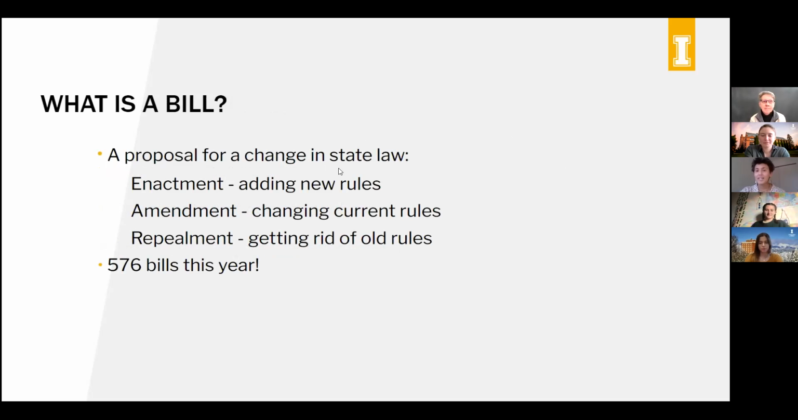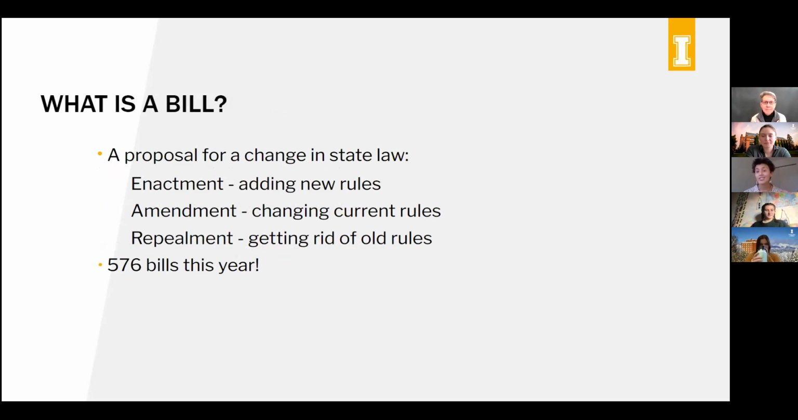So first off, what is a bill? A bill is essentially a proposal for a change in state law. This can take a few different forms. First off, an enactment is just adding new rules to current Idaho code, acts, or anything else that the form of law takes place in.